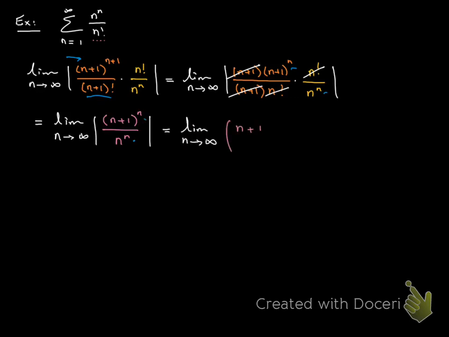I'm going to bring that power of n out and leave it with just n plus 1 divided by n, all to the nth. Properties of exponents says that's the same. And when I divide that numerator by n, I get 1 plus 1 over n. This is that special limit, and it happens that that limit is e.